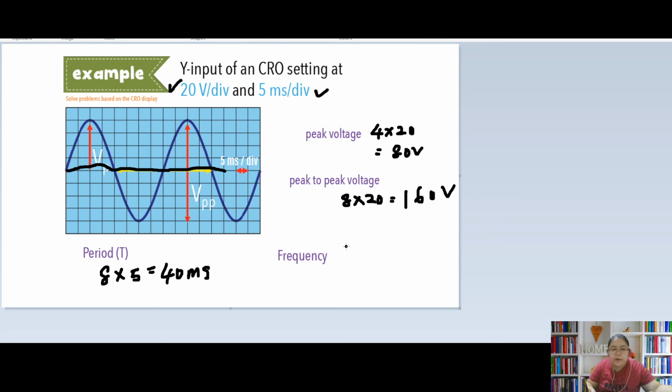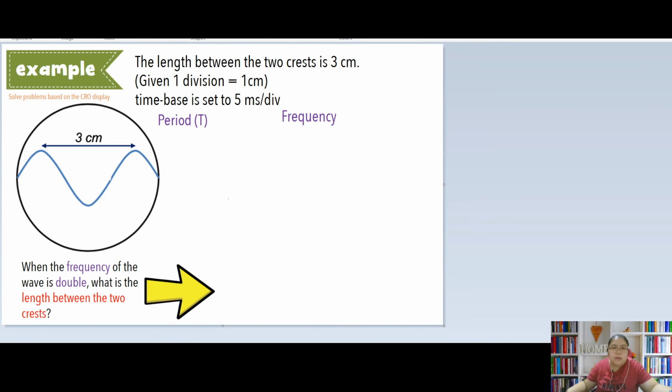For frequency, you need to convert to seconds. I don't want to use millisecond. So from here, frequency equals 1 over T. T now is 40 multiplied by 10 to the power negative 3. So the final answer I get is 25 hertz. So, a simple question again, and then the last one.